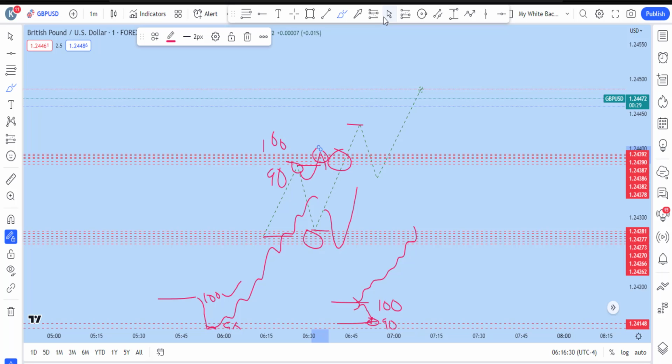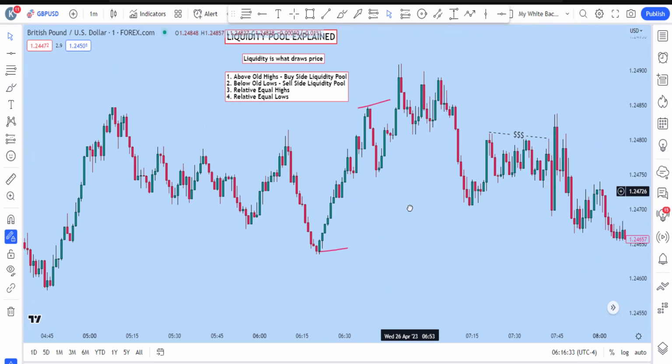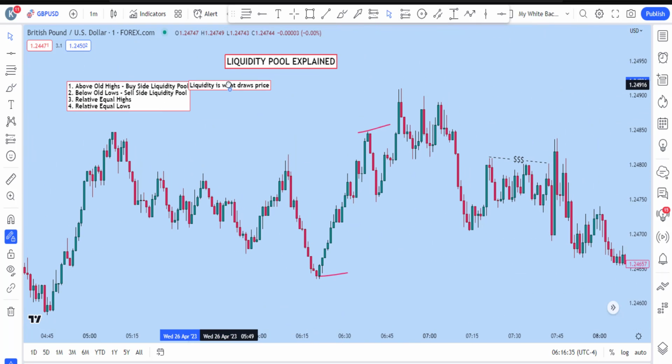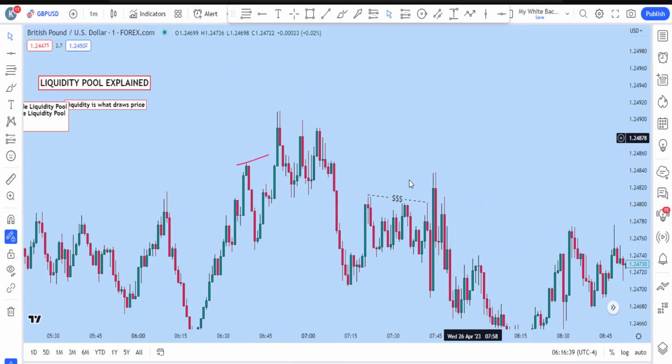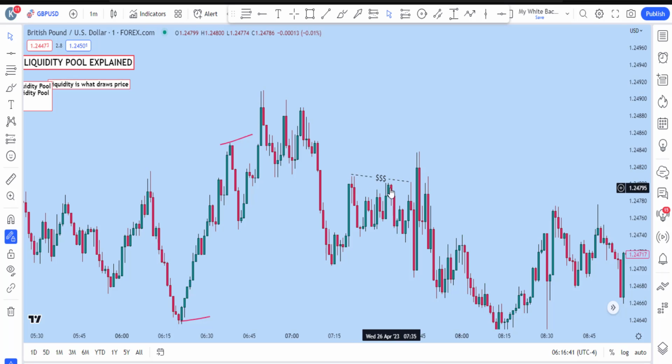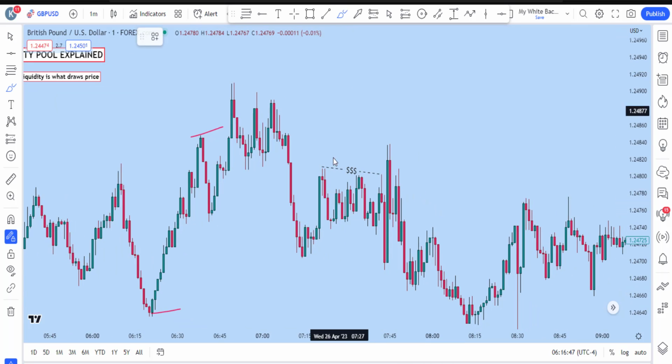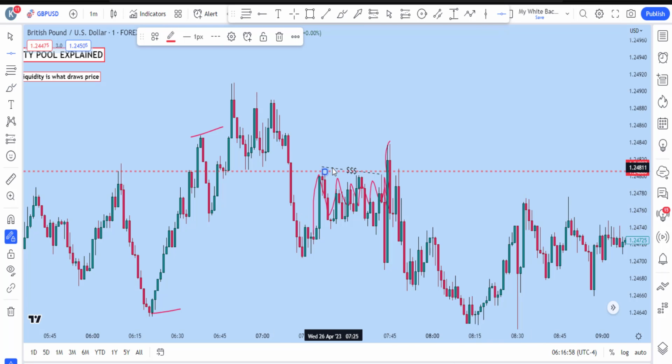Now I'm going to show you how you can see this time and again. Now look at this. We have a liquidity pool, all these areas. I have this rightly placed above relative equal highs, all these equal highs. You can see liquidity here, and then look at what price did. Price actually came after creating all this liquidity area. It grabbed all the liquidity because people that were selling from here, all their stop losses are basically here. So this is a liquidity pool.